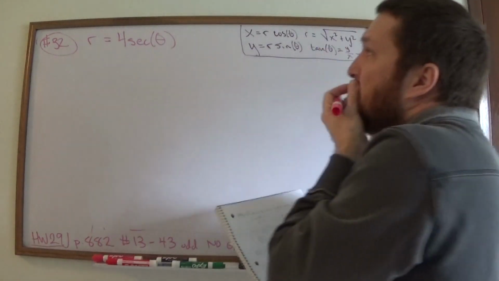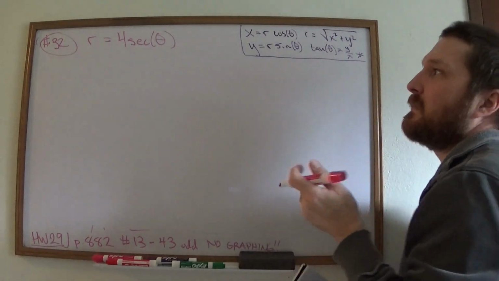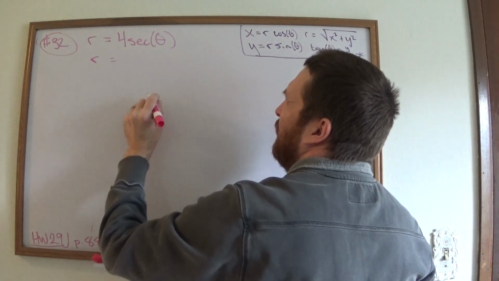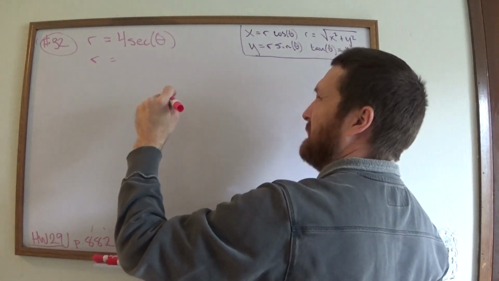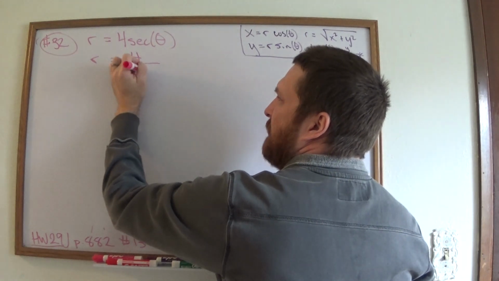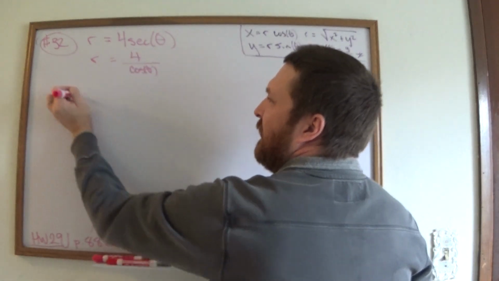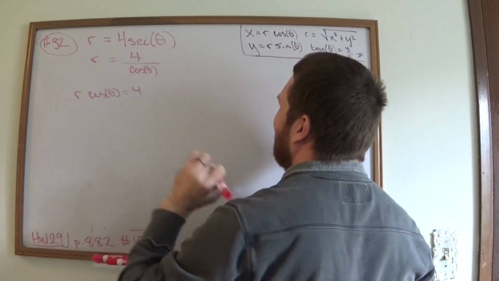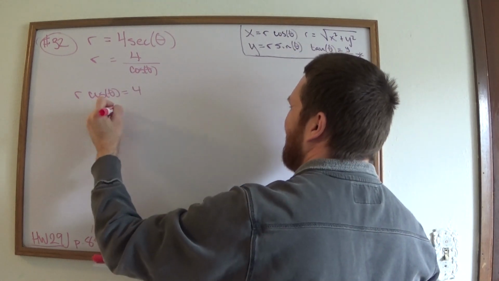First, secant is one over cosine. You could use the tan, or you could say secant is the same as 1 over cosine. And so you have r cosine theta is equal to 4. So in other words, x equals 4.